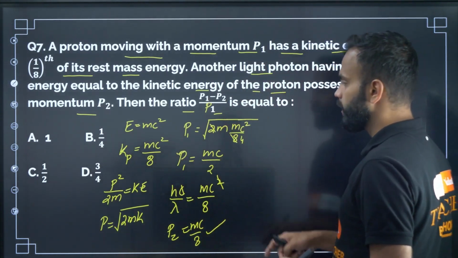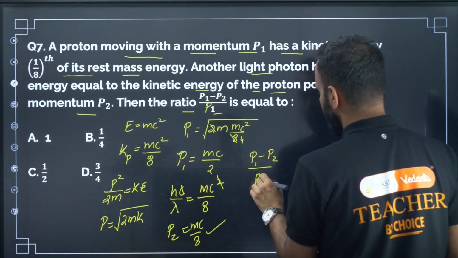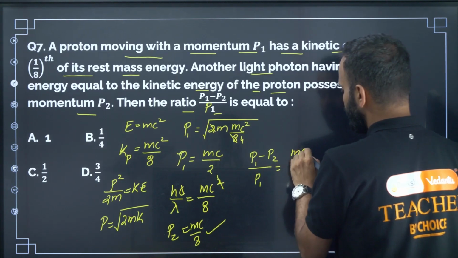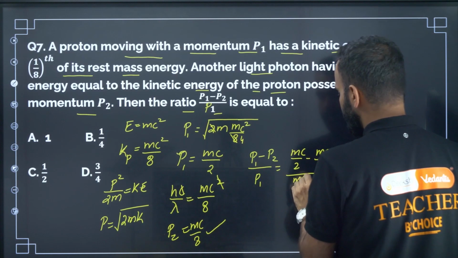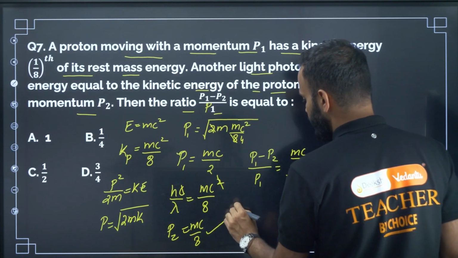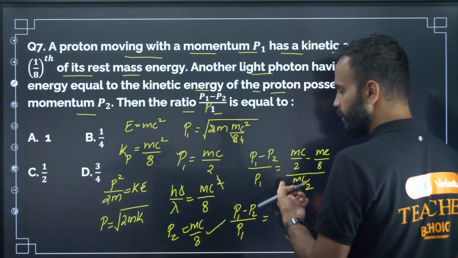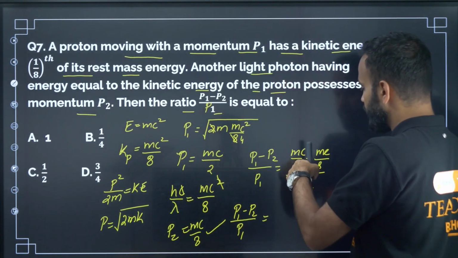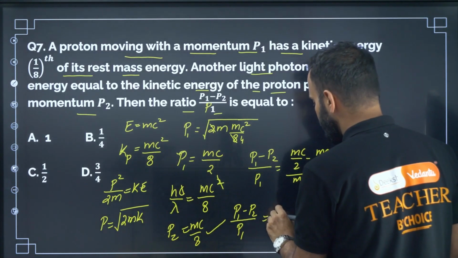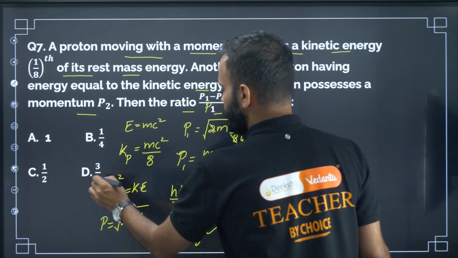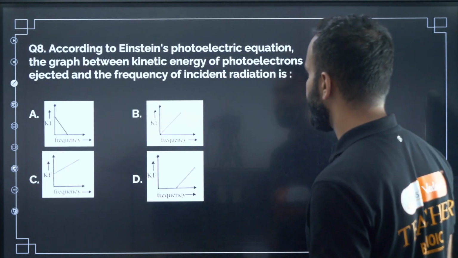Now take the ratio (P1 minus P2) by P1, which is equal to (mc by 2 minus mc by 8) divided by mc by 2. Take mc by 2 as common, and mc by 2 will get cancelled, so this will be 1 minus 1 by 4, which is 3 by 4. So the correct option is D.